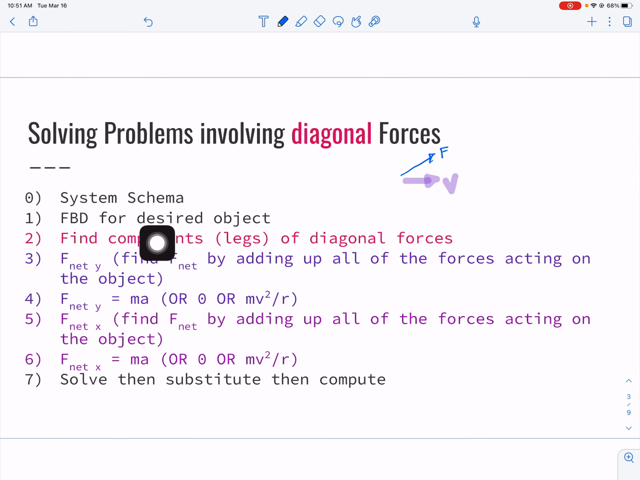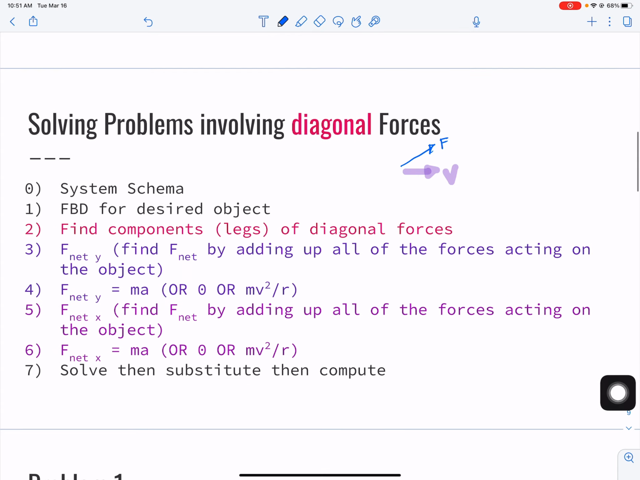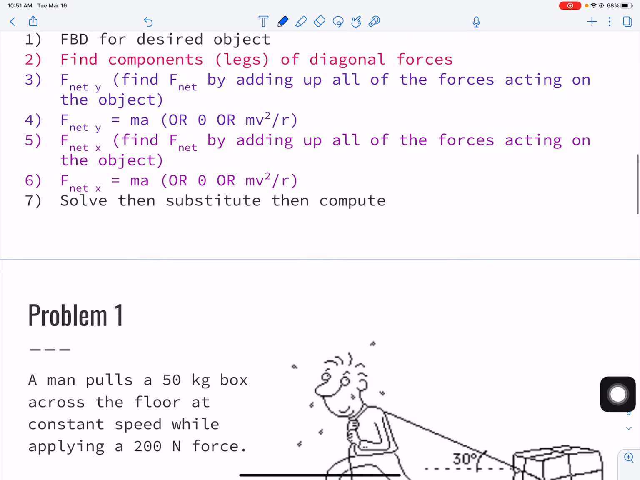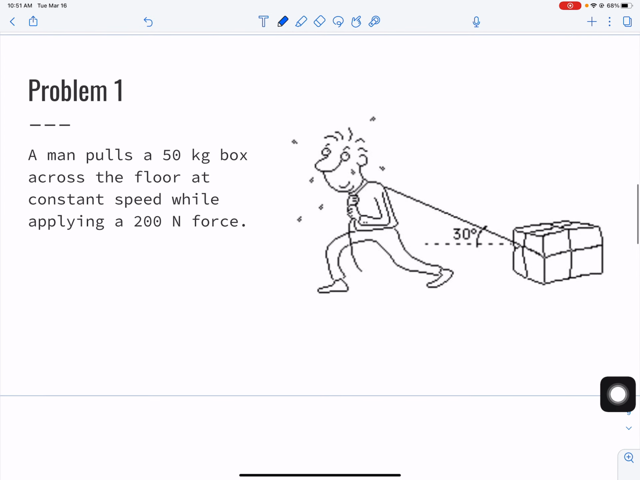So we still do a system schema, we still do a net free body diagram for the desired object, but then the next thing is that we want to find the components of the diagonal forces in the direction of the velocity. And then we just divide it into 2 parts. So we sum all of the y forces and set it equal to motion in the y direction. We sum all of the x forces and set that equal to the motion in the x direction, and then solve and substitute. So that's the basic approach. As I've been helping people today, people are not doing any of these, and so that's why they're stuck. But we're going to go ahead and do 2 problems.